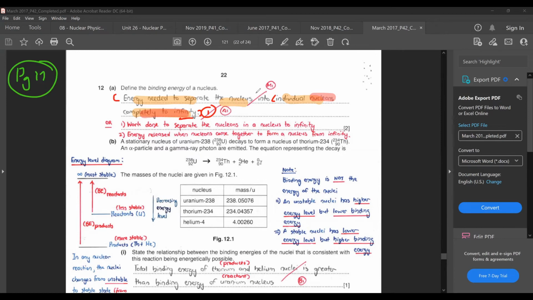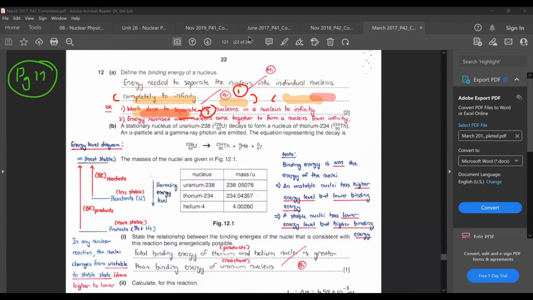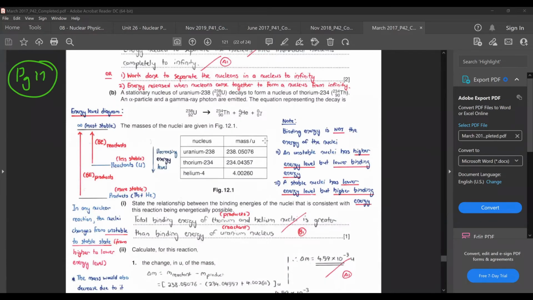And then the next one is energy needed to separate a nucleus. This is where your other mark came from. You need to have that too. So that one should be okay. It's just a simple definition from the notes. Then after that, we go on to part B.